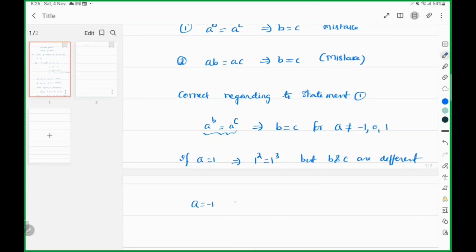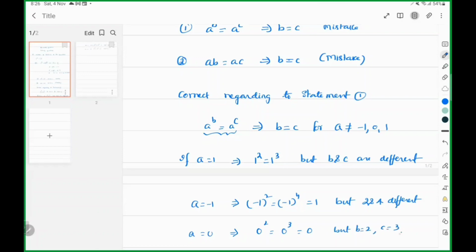Similarly, if you take A as minus 1, minus 1 squared and minus 1 power 4, both are 1. A power B is A power C, but 2 and 4 are different. They are not equal. Similarly, if you take A as 0, both are zeros, but B is 2, C is 3, where B and C are not equal. That is why we have these exceptions.